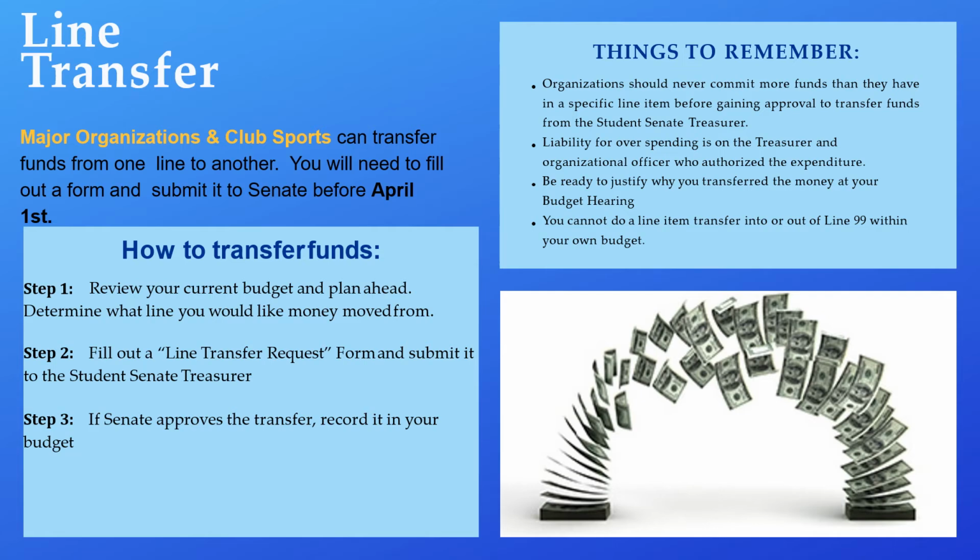Things you should remember: organizations should never commit more funds than they have in a specific line item before gaining approval to transfer the funds from the Student Senate treasurer. Also, the liability for overspending is on the treasurer and organizational officers who authorize the expenditure. Be ready to justify when you transfer money at your next budget hearing. You can also not do a line transfer in or out of line 99 within your own budget.